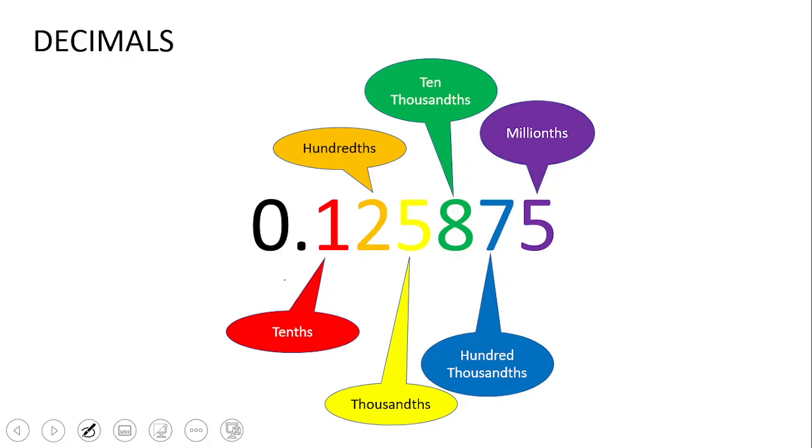Okay? Now, notice how there's no once position. This just doesn't happen to the right of the decimal point. Okay, we start out with tenths, we go to hundredths, we go to thousandths, 10,000ths, 100,000ths, and millionths. All right, let's run through some examples of this.